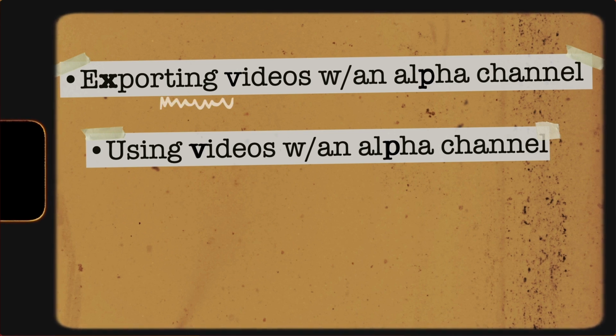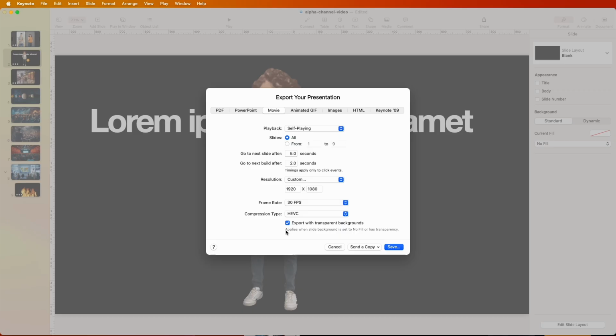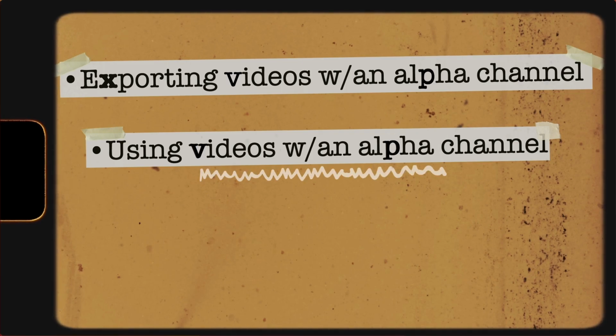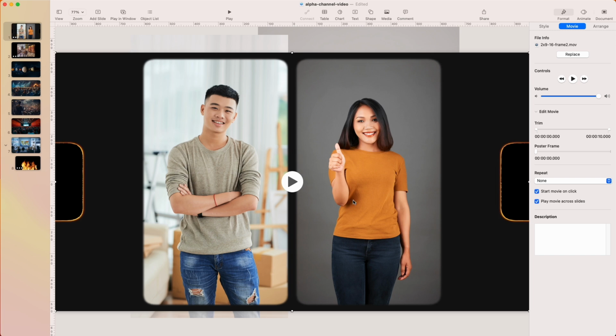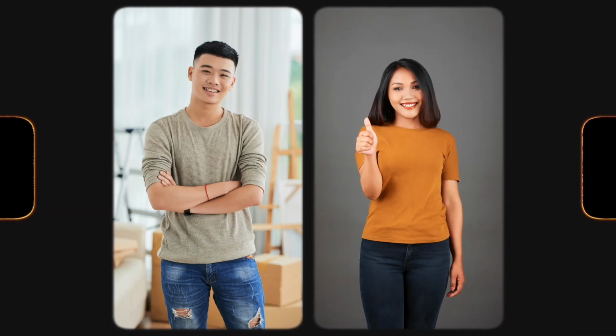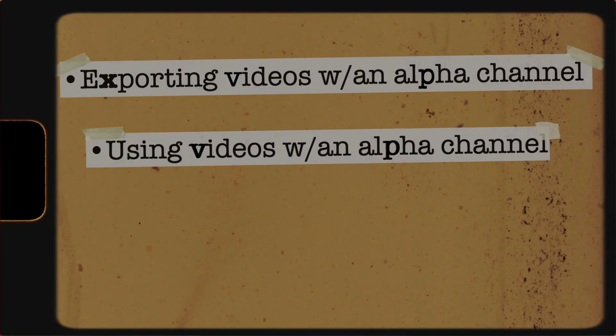So the first one, exporting videos with an alpha channel, that means I can make some kind of animation which has layers of transparencies, and I can export that and use video editing software. And then the second one, using videos with an alpha channel, that is with layers of transparency or with the background completely removed, I can use videos from stock libraries, for example, and I can use those inside my presentations with that layers of transparency. And it's just a really, really cool effect. It just allows me to use overlays and things like that. So let me just show you what I mean.